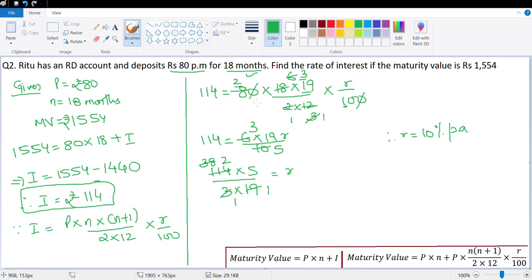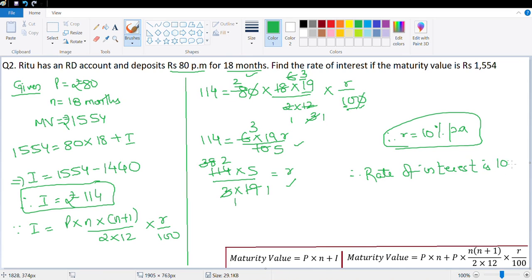Let me just check my calculation. Yes, this is fine. 10 remains. This is fine. This is also fine. Yes, this is correct. Therefore, R is equal to 10% per annum. Therefore, the rate of interest is 10% per annum. Let's look at the next question.